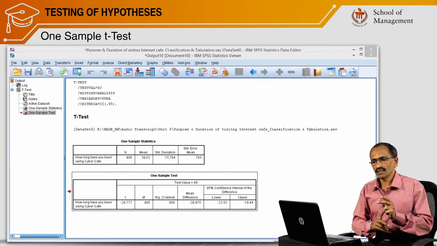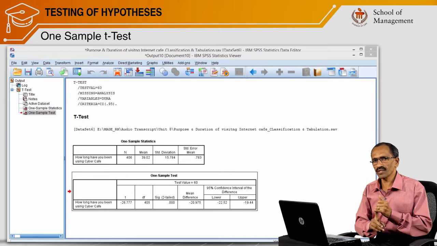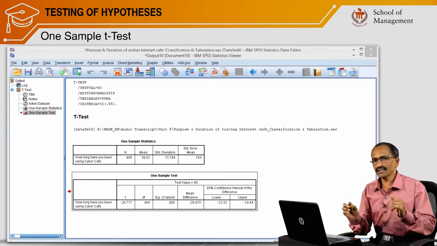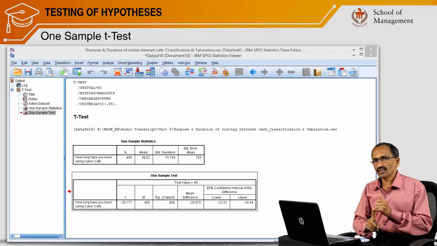Let's see. What is the first question? The first question is, what is the purpose of analysis? In our example, the purpose of analysis is to compare the assumed mean with the actual mean. What is meant by assumed mean? For example, the data is interval or ratio. The researcher may have some hypothesis, that is, this would be the average value.